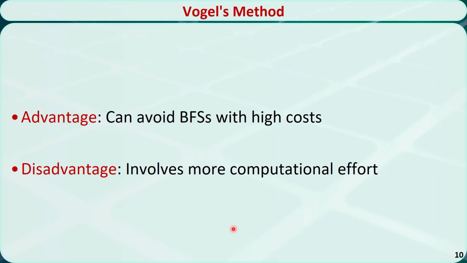The advantage of using Vogel's method is that it can avoid basic feasible solutions with high costs, and the generated basic feasible solution may be very close to the optimal solution. Thus, it does not need too many pivoting iterations later. The disadvantage is that it is more complex than the northwest corner method and the minimum cost method.